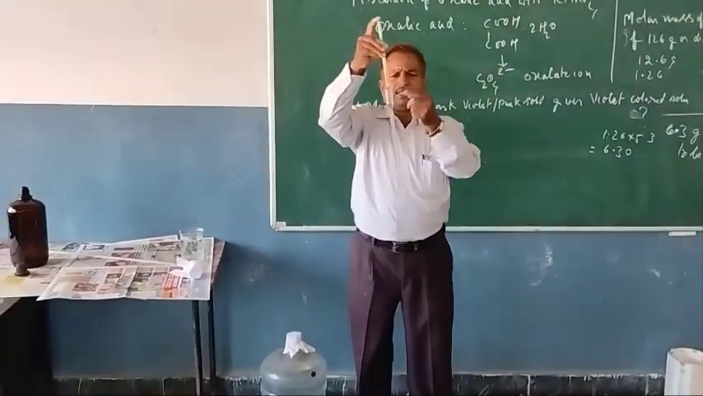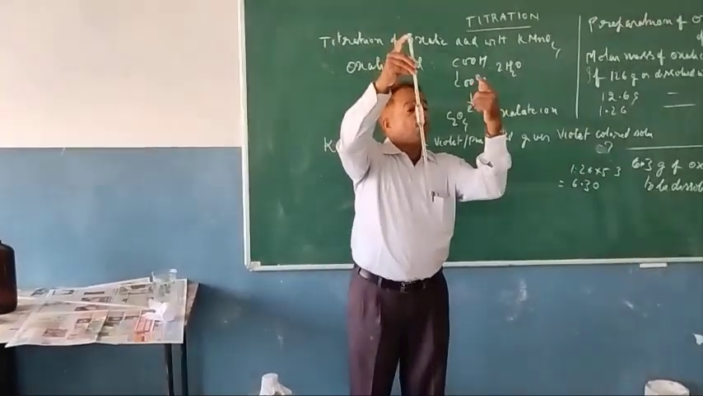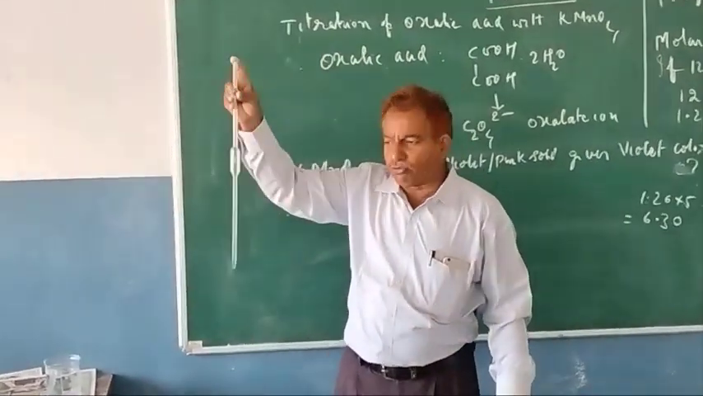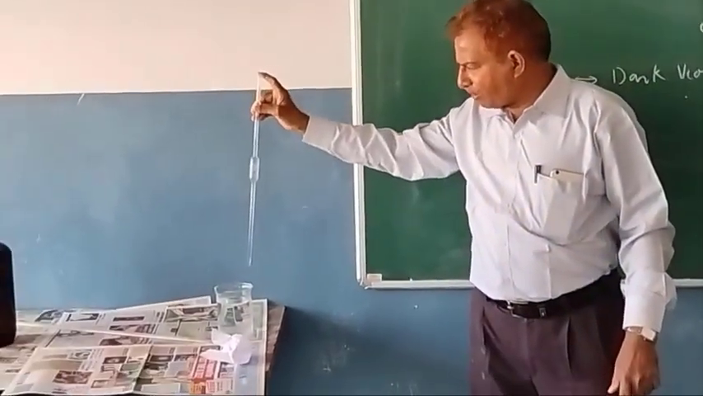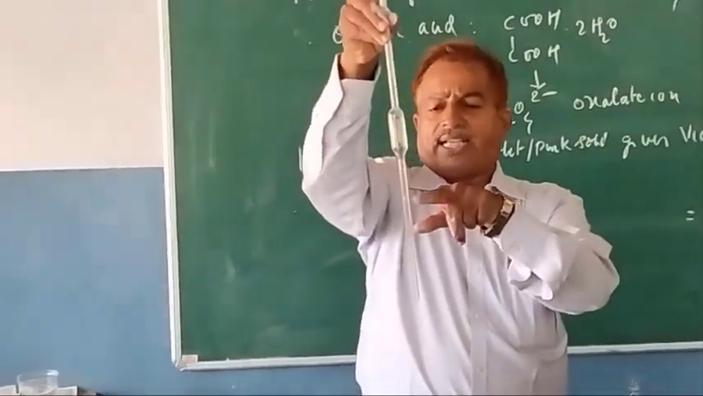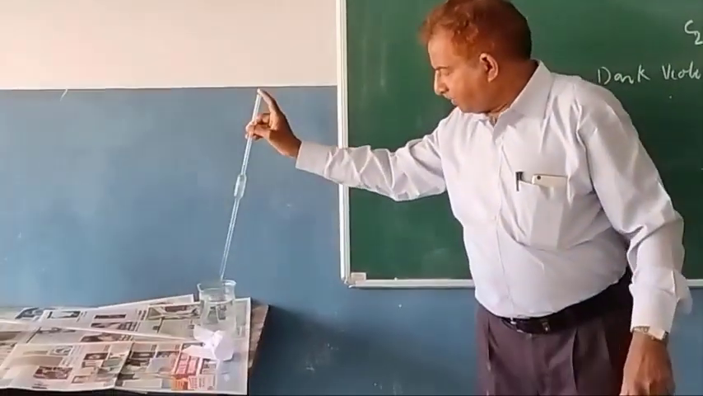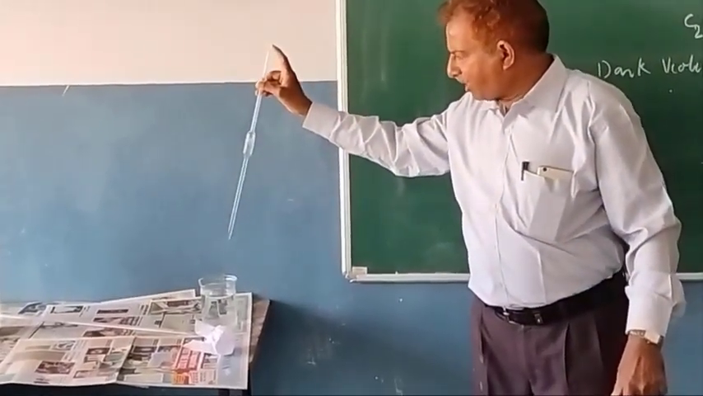Now, once you take it, you take this 20 ml of solution into the conical flask, a 250 ml conical flask or 500 ml conical flask. Now see that there should be no air bubble. Here is an air bubble. There should be no air bubble. Now release it. The liquid is coming down.